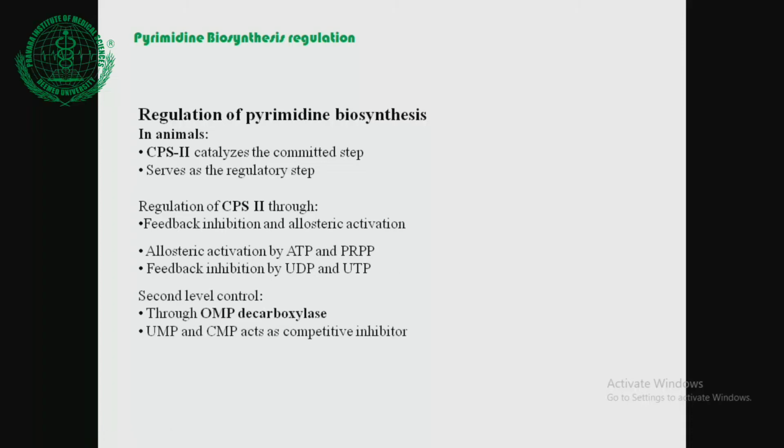A second level of control also takes place at another enzyme called orotidine monophosphate decarboxylase. Uridine monophosphate and, to a lesser extent, cytidine monophosphate act as competitive inhibitors and limit their own synthesis through inhibition of the orotidine monophosphate decarboxylase enzyme.